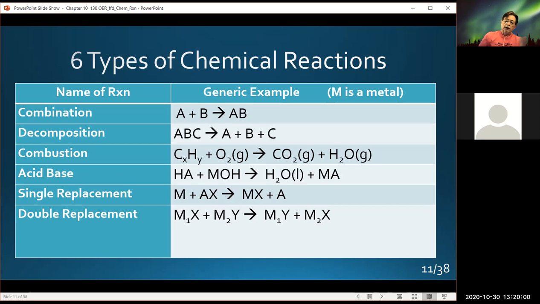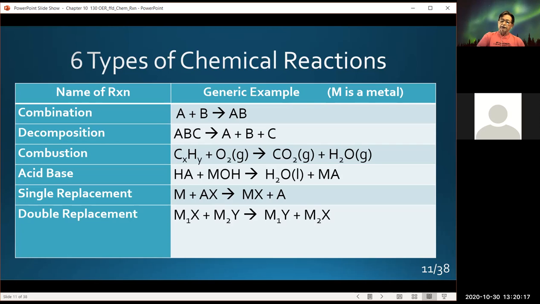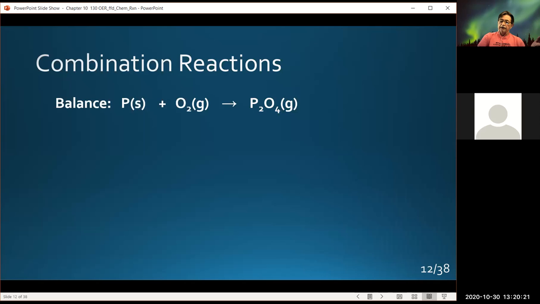Okay. All right. So let's run through some specific examples of these 6 types of reactions. The first one here, we have phosphorus and we have oxygen. Note that there are 2 elements, just like the combination reaction. Okay, we got 2 elements combining to form a compound. In this case, diphosphorus tetroxide. Okay, so it's a classic example, a good example of a combination reaction.